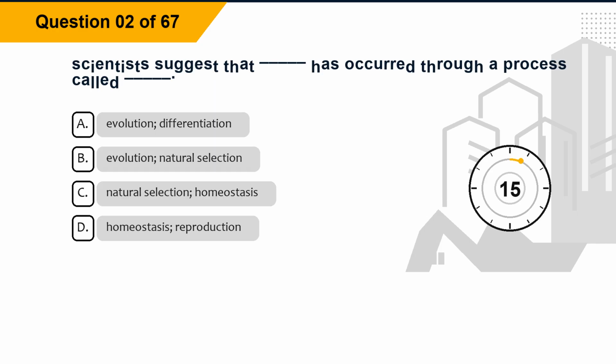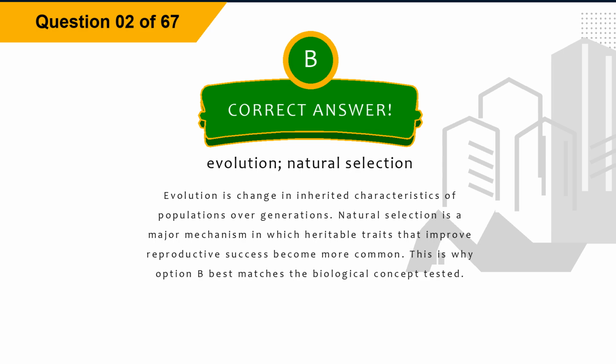Question 2. Scientists suggest that blank has occurred through a process called blank. Option A, evolution, differentiation. Option B, evolution, natural selection. Option C, natural selection, homeostasis. Option D, homeostasis, reproduction. The correct answer is Option B, evolution, natural selection.